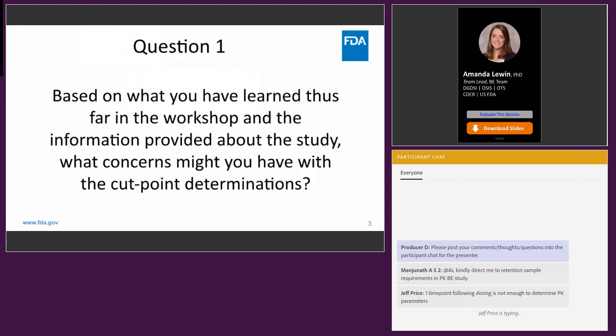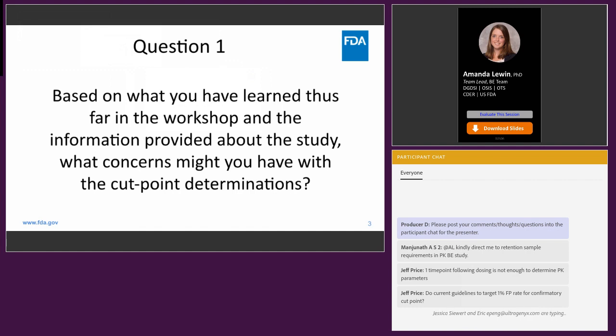So question 1, based on what you have learned thus far in the workshop and the information provided about the study, what concerns might you have with the cut point determinations? What I'm looking for right here is not necessarily what is wrong, but what might you want to probe a little bit further into. What I've provided you thus far is really what we would have available to look at as far as method validation data or study reports. But from that data, what might you look into further, or ask questions on once you get to a site for an inspection?